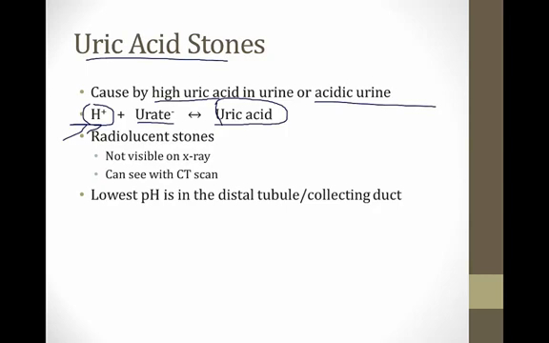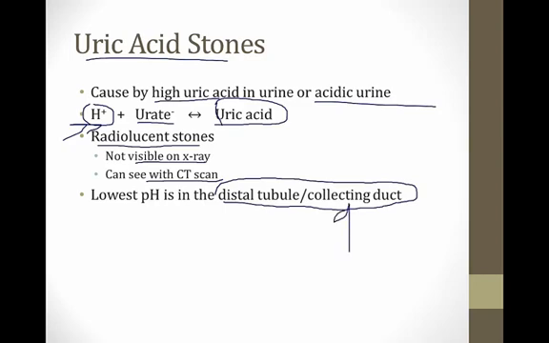A very important point to know about these stones is that they are radiolucent, so they will not be visible on X-ray. You can, however, see them with CAT scans. And the lowest pH in the nephron occurs in the distal tubule and the collecting site, so this is a common place for uric acid to start to precipitate out of the urine. Remember that in the collecting duct, hydrogen ions are being secreted by the cells into the urine, so the pH gets very low there, and that's where uric acid stone substance can form.